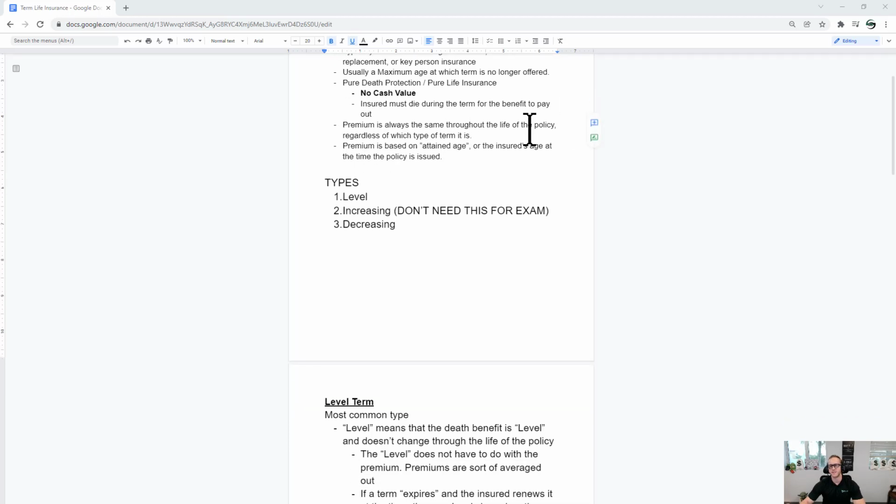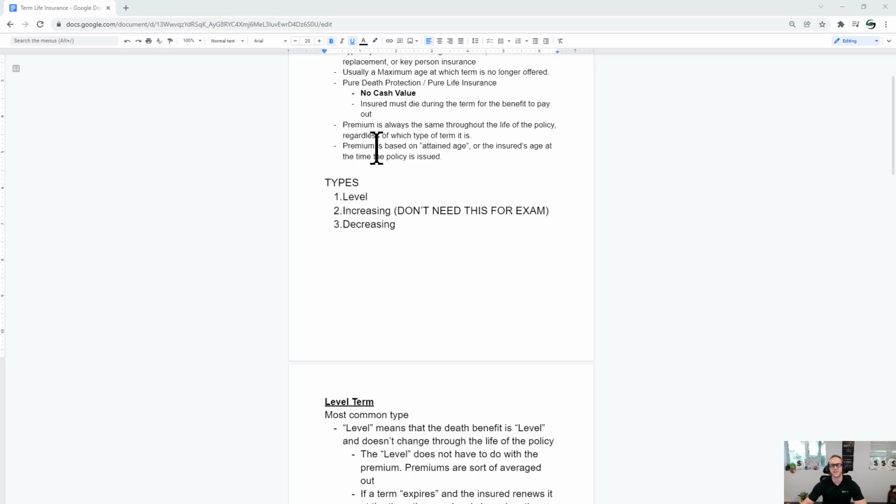So the premium is always the same throughout the life of the policy, regardless of which type of term policy it is, which we're going to go over a couple of types here. So the premium is always the same, meaning the monthly payment is always the same, the annual payment. Most people pay their policies monthly. Some pay quarterly or semi-annually or annually, but the premium is always the same.